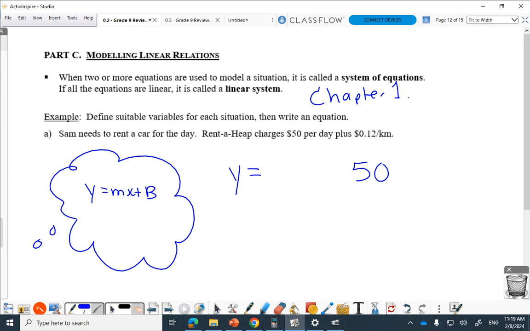When you go to rent a car, they say it's $50 to rent the car. Then it depends on how much you drive it. That's the rate of the situation. So the slope here is the rate. How much is this thing going up by? So that's what goes here.